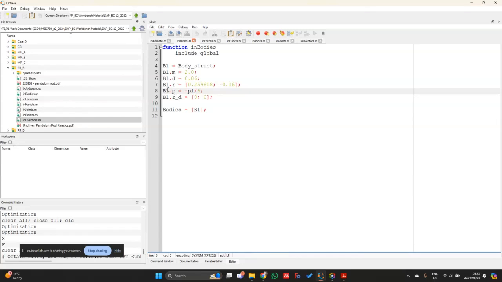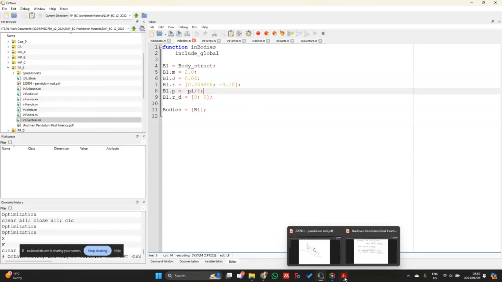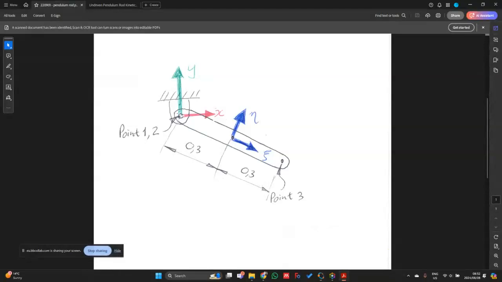In our case, we know that B1.p, so our starting angle, is minus pi over 6, so this is minus 30 degrees. If I go back to the schematic that I have over here, you'll see once again it's with respect to the global coordinate system. Since it's below the x-axis, I'm going to use minus 30 degrees. You could have also taken it from the horizontal axis, so then it would have been 360 minus 30, so 330 degrees that you could specify over there. In our case, it's maybe just a bit easier to visualize and to understand if we make it a negative angle over here.